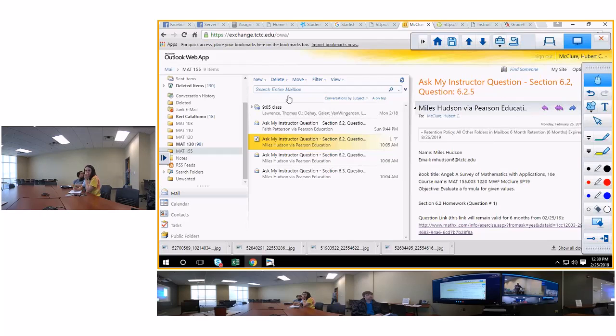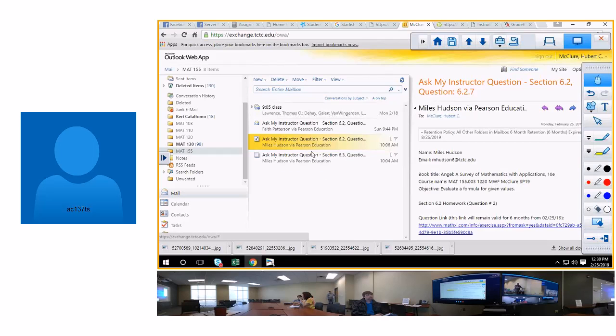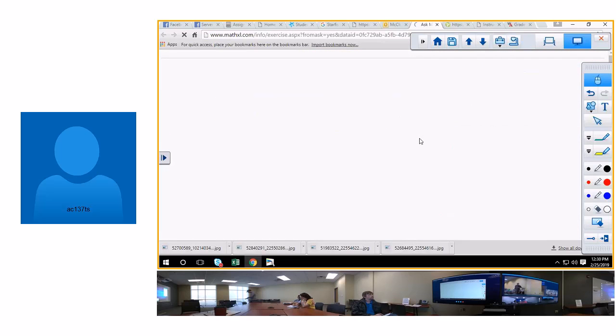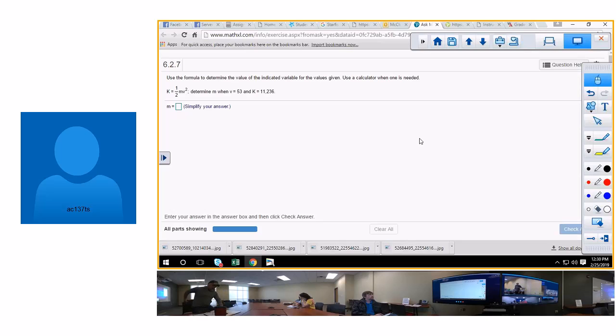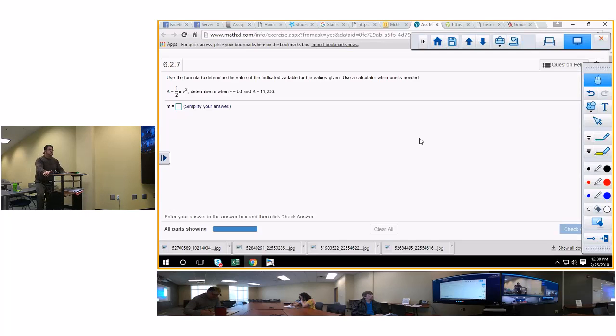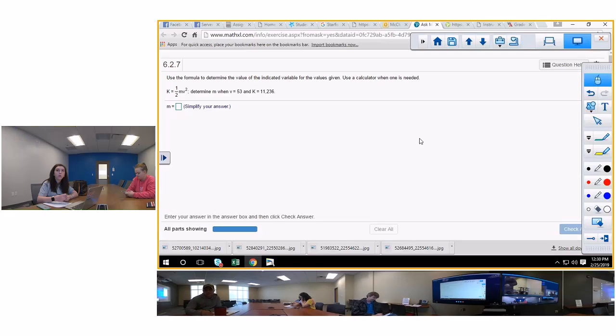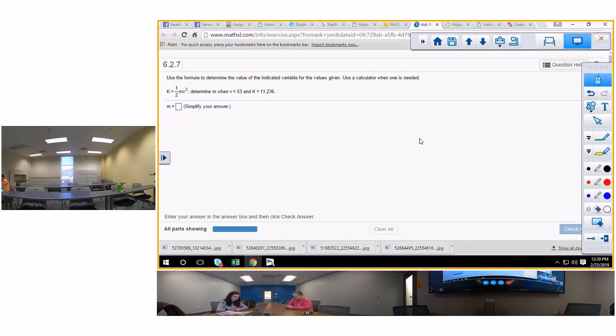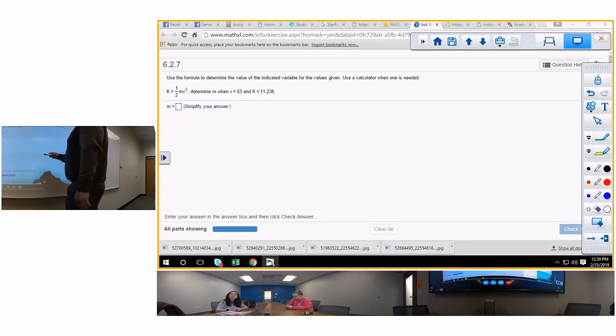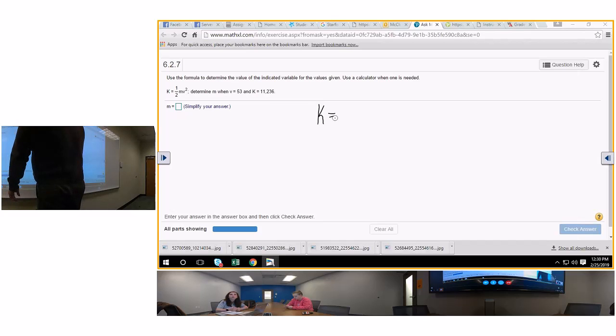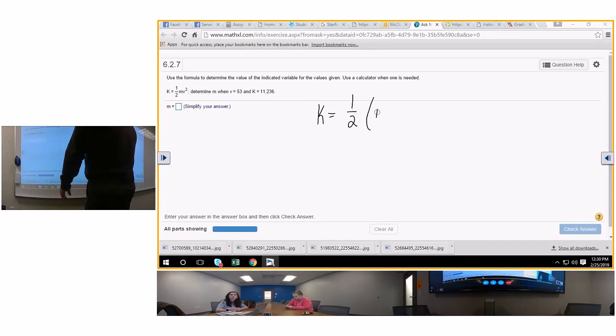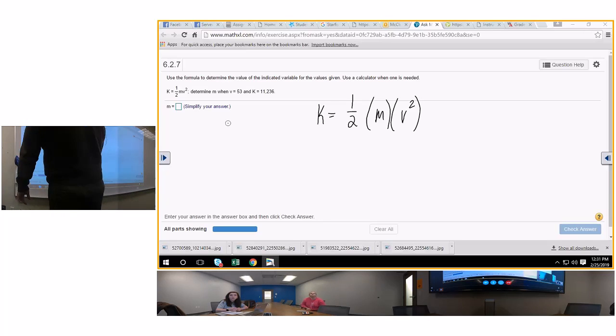All right, next question. Next question is 6.2, number 7/2. And that is a test question also. It says K is equal to 1/2 mv squared. And you're going to have to solve for this one. So K is equal to 1/2 times m times v squared. And they give us v is 53, and K is equal to 11,000.